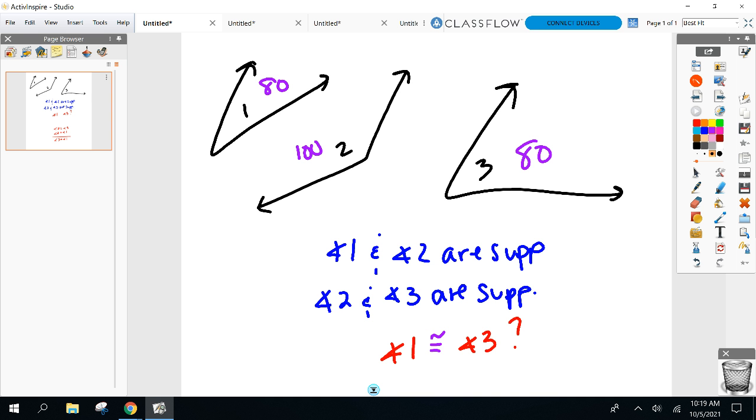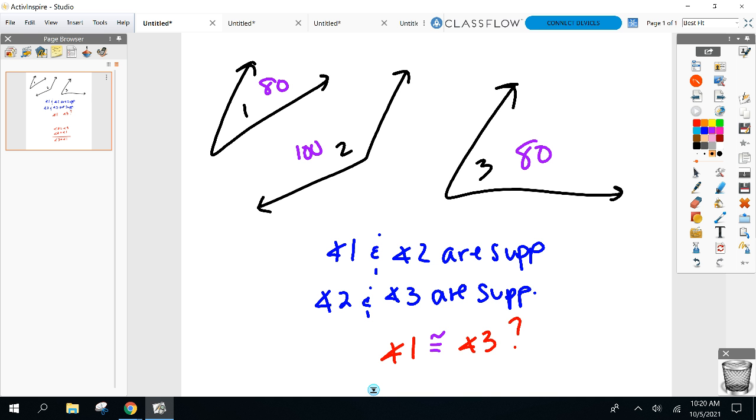Luke, I'm actually going to come back to you here. What did you tell me you knew about angles 1 and 3? They're both supplementary to the same angle, weren't they? Everyone see that? 1 and 3 were both supplementary to the same angle. So that's why I'm going to introduce this new one here. Supplements of the same angle are congruent.